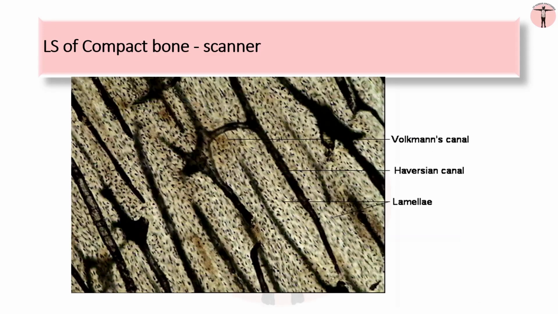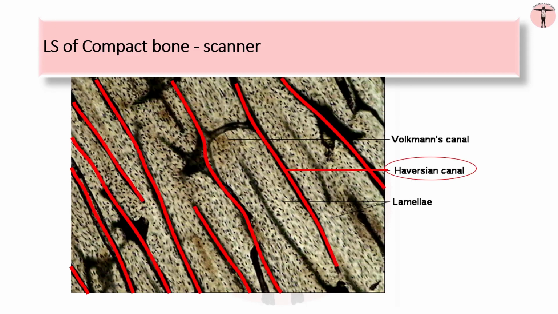This is the photograph of the longitudinal section of compact bone as seen under the scanner of the microscope. In this picture, longitudinally cut sections of Haversian canals can be observed. Adjacent Haversian canals connected by transverse channels, Volkmann's canal, can be identified. Lamellae arranged parallel to Haversian canals also can be seen. So here you will not identify the different types of lamellae as seen in transverse section. It is only the parallel arrangement of the lamellae which can be observed.